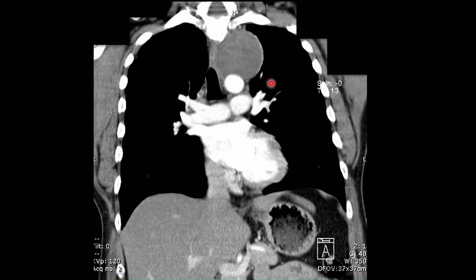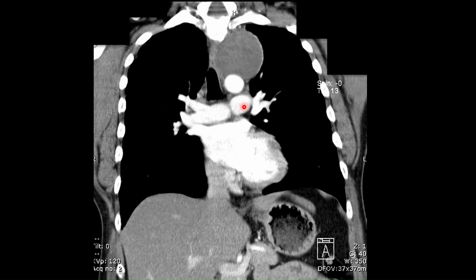In the CECT chest coronal section, we see a large fluid density cystic lesion in the left of the superior mediastinum, and it is abutting the esophagus as well. Fat planes are also not clearly visualized. Also, the lesion is abutting the aortic arch inferiorly.